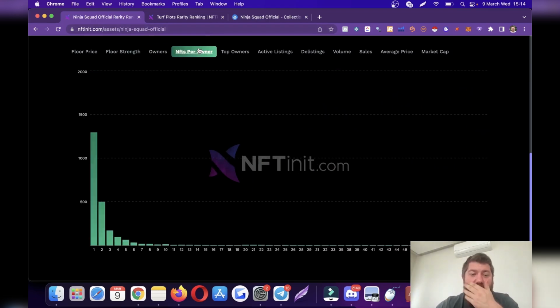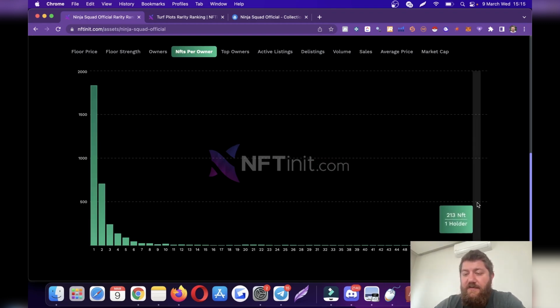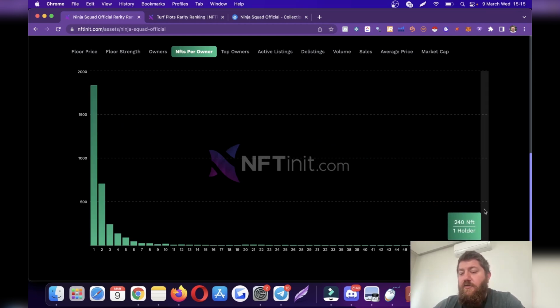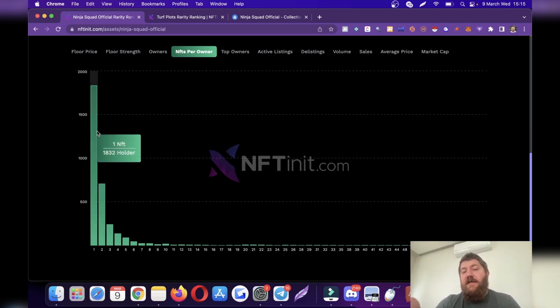And then let's see the NFTs per owner. What you see here is 1,832 people actually hold one NFT. However, there's this guy who is holding 240 NFTs in this single collection. So this is connected to what I explained just now. I would like to see many people holding either one or maybe 2-3 NFTs at most.